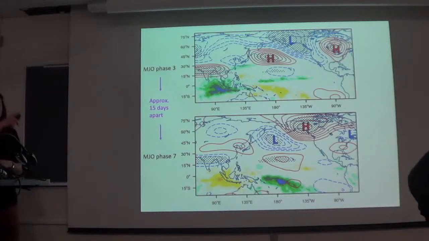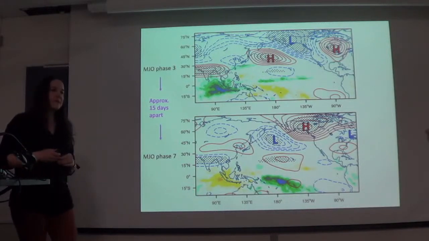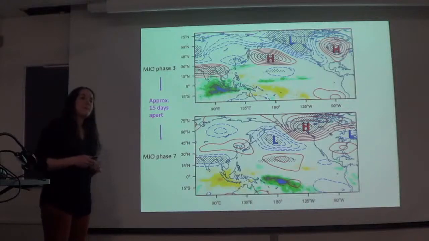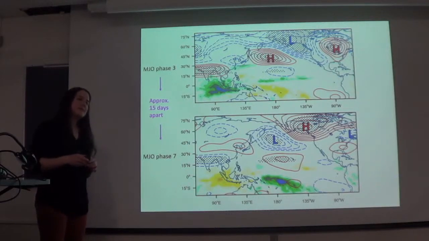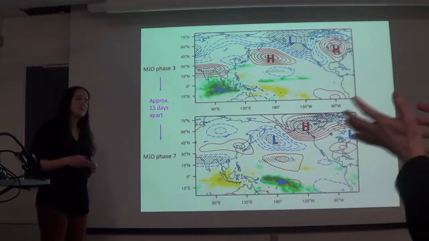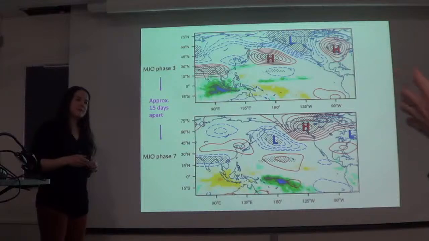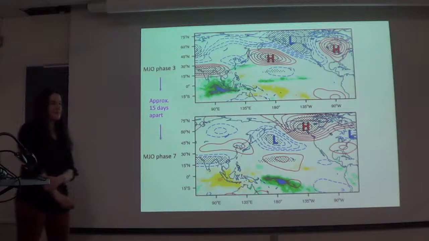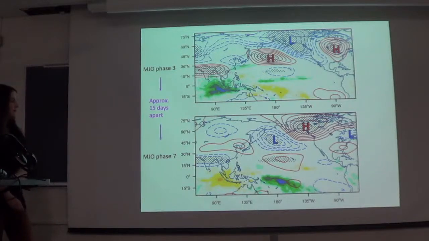Yes? Just one question. When you get to the end of an MJO life cycle, like you're at phase 7, does that give an advantage to the establishment of the anomaly field that characterizes phase 7 versus at phase 3, when you're in flux as the active and inactive convective regions are moving across the Pacific and Indonesia? Here they're getting to the end of their life cycle. Is there any advantage to that in terms of the longevity or imprint that's made at this point?